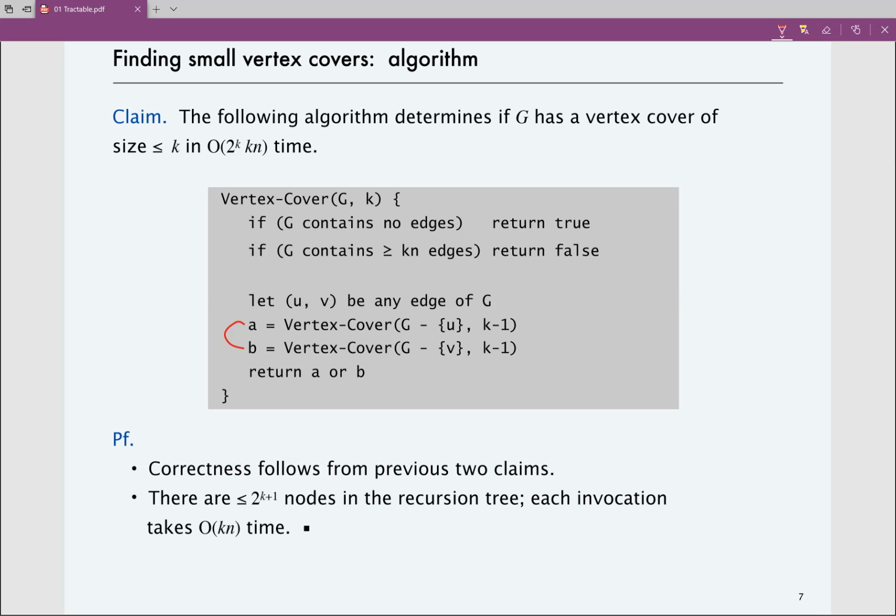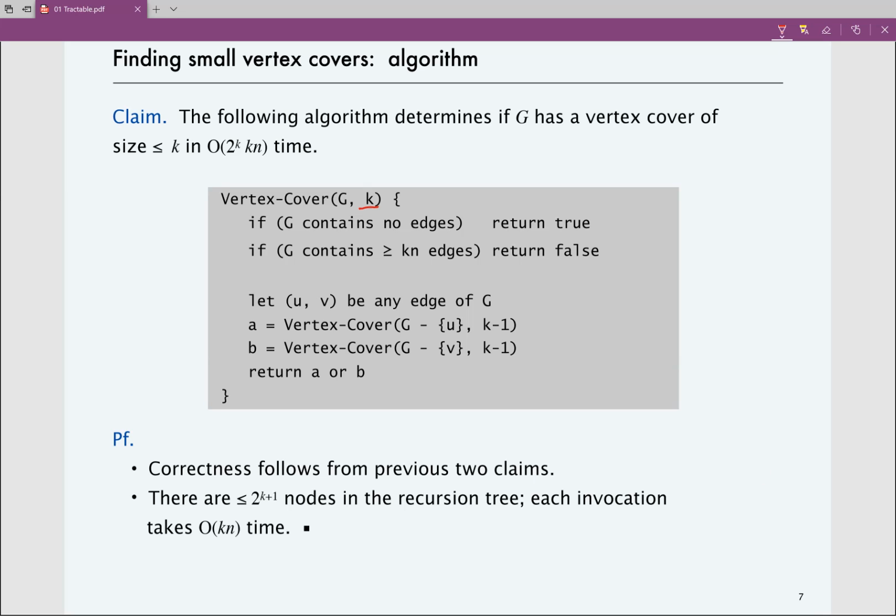Right? And now we're going to look at the time complexity of this algorithm. The way to see this is that one of our input parameters is k, and then we're going to make two recursive calls with parameter k minus 1. Each of these recursive calls is also going to make two more recursive calls with parameter k minus 2.